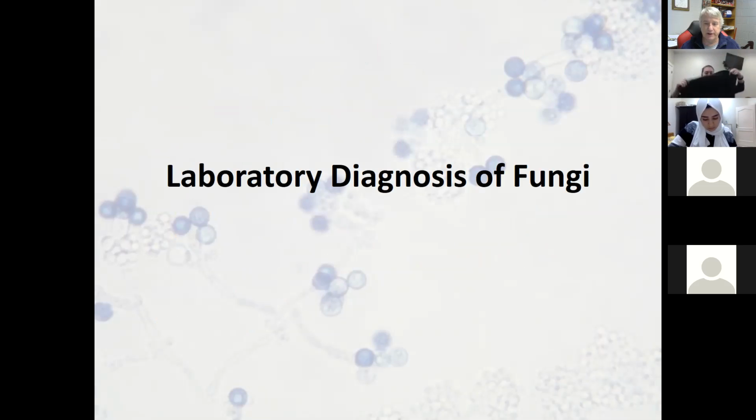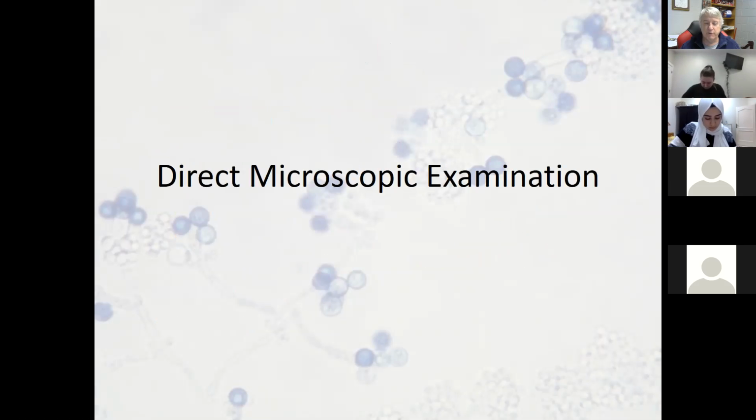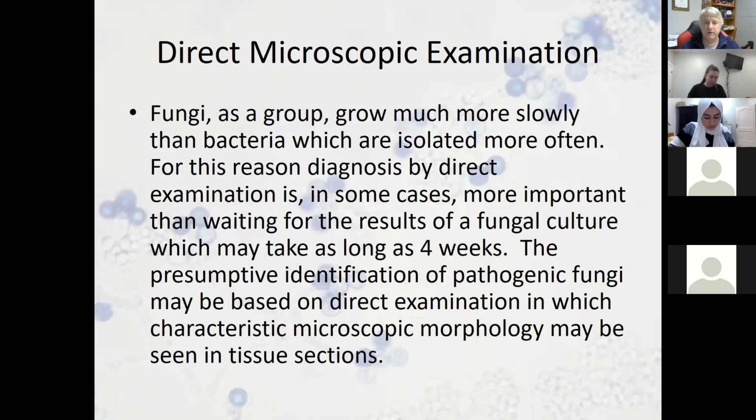So how does the lab diagnose fungi? Direct exam. As a group, they grow much slower than bacteria, so for that reason a direct exam in some cases is better. If we can get it on there and say, hey, we think we have a fungus here or a yeast, whichever way you want to call it. But if you send it out, they're going to keep it for a while, up to 4 weeks. The presumptive ID for pathogenic fungi may be based on direct exam.